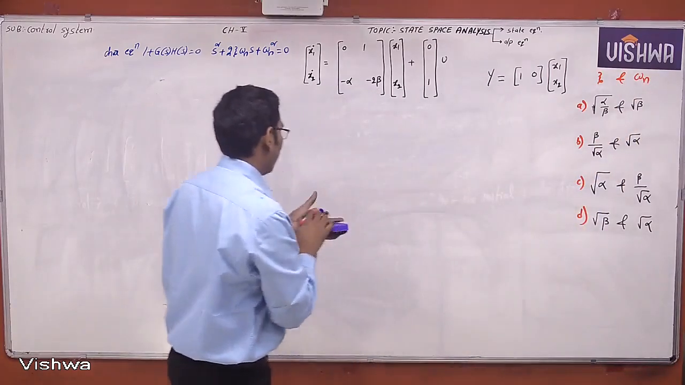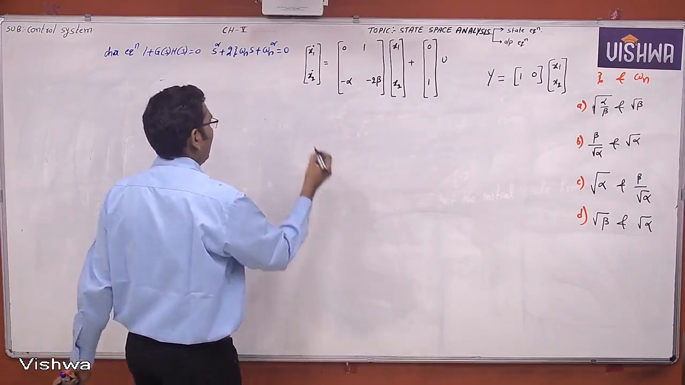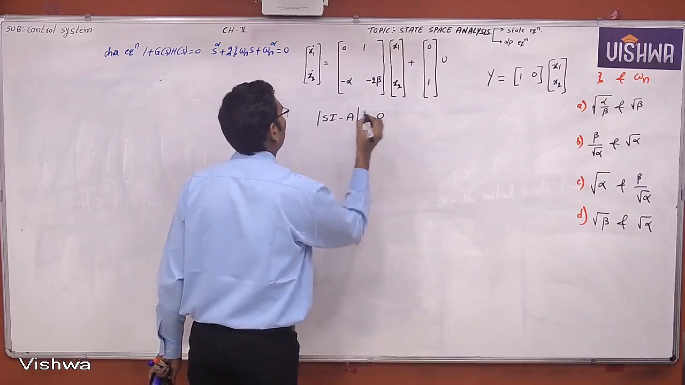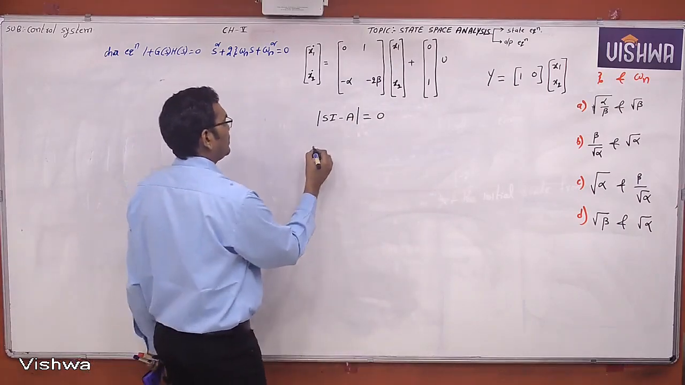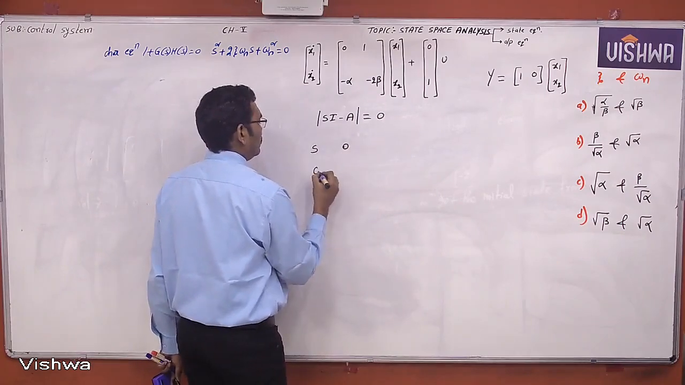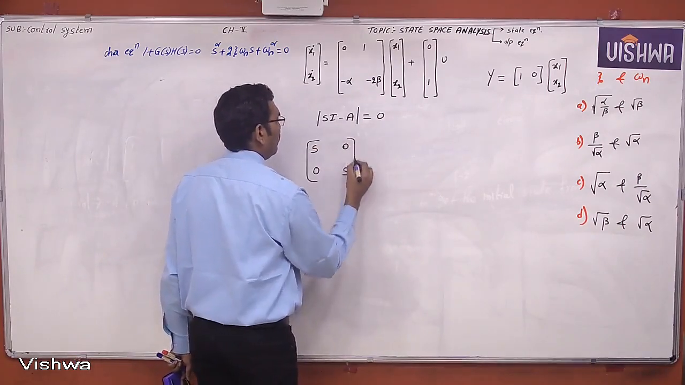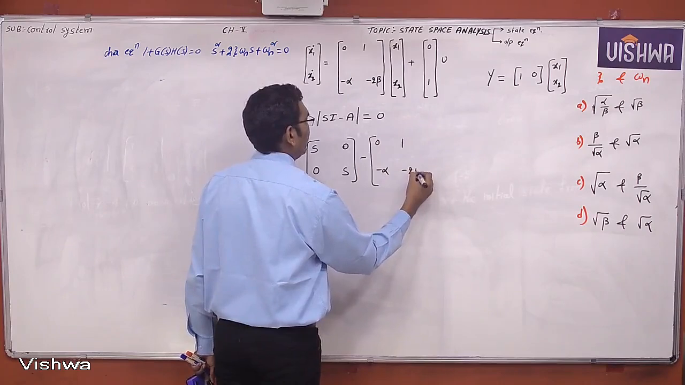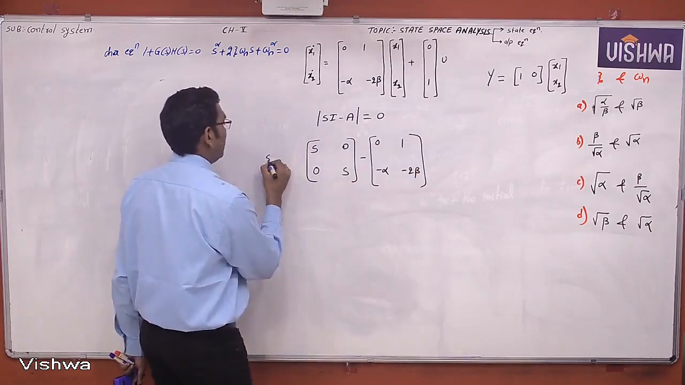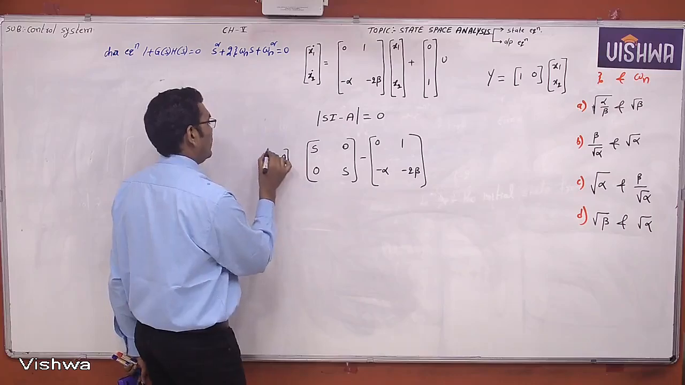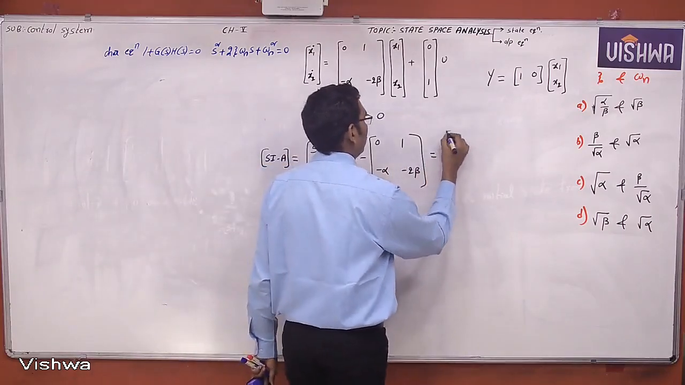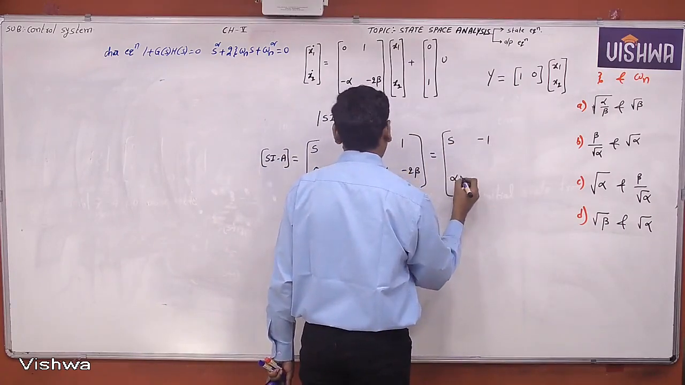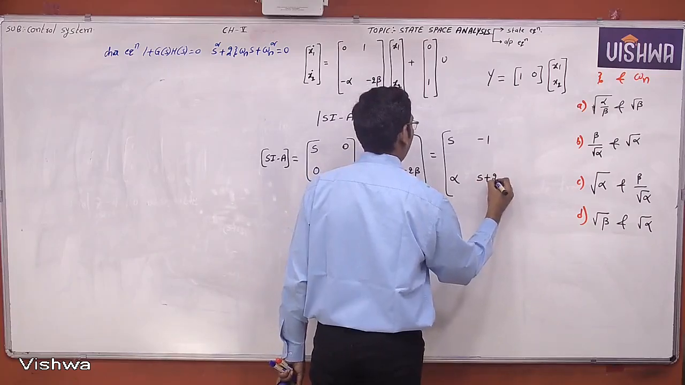Now the characteristic equation. What is the characteristic equation of a state space model? The characteristic equation of a state space model is determinant of sI minus A equal to 0. So we have to find first sI minus A. Because A is a 2 by 2 matrix, 0 1 minus alpha minus 2 beta. This is the sI minus A matrix, which equals s, minus 1, alpha, s plus 2 beta.